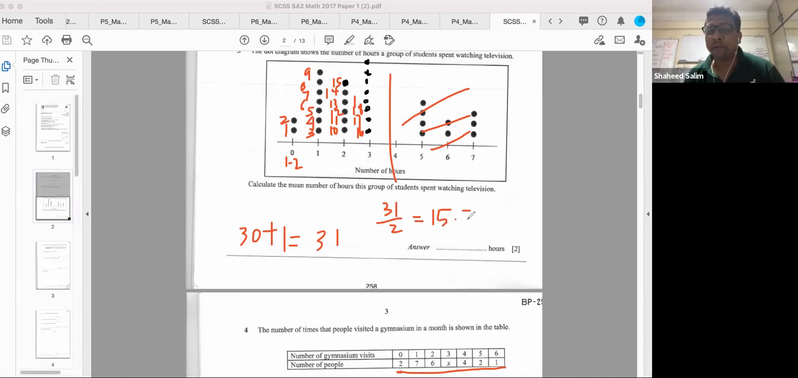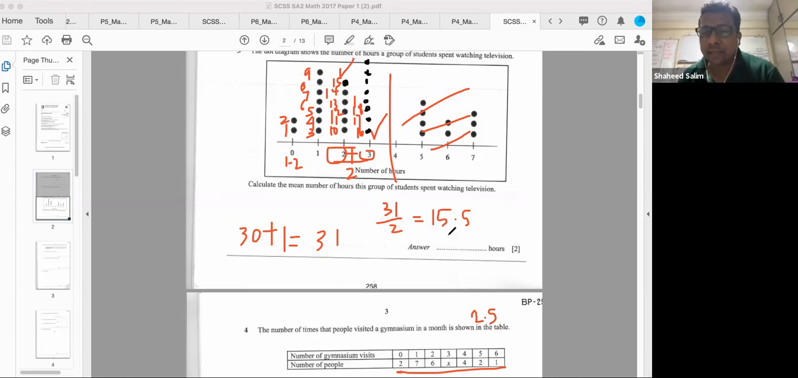Now I need to find position 15.5. 15 is here, 16 is here. How? I must add these 2 and divide by 2. Because 15 is here, 16 is here, I don't round off now. I take 15. What's the value for 15? 2. What's the value for 16? 3. Plus the 2, divided by 2. 2 plus 3 is 5. 5 divided by 2. The answer is 2.5, which is the median.